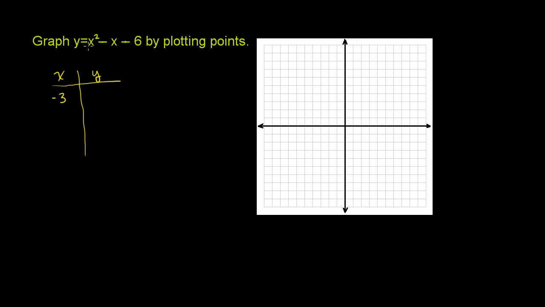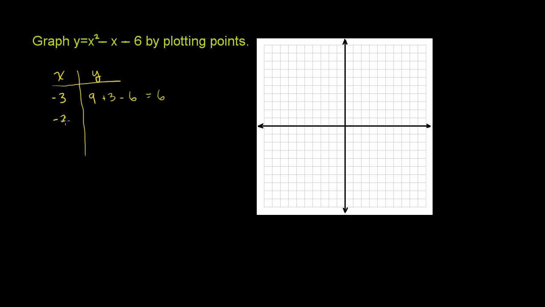So let's just start x at, I don't know, let's start at -3. If x is -3, then y is going to be -3 squared, which is 9, minus -3. So that's plus 3, minus 6. So what is that? 9 plus 3 is 12, minus 6. This is equal to 6. Then let's just keep going before we plot any points.